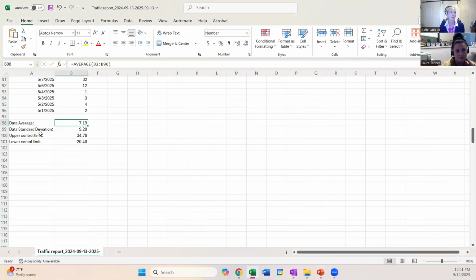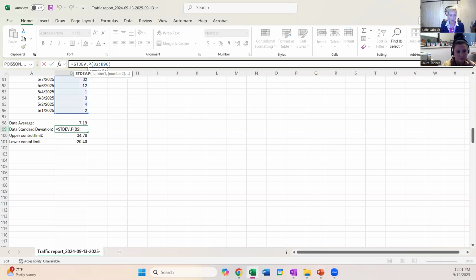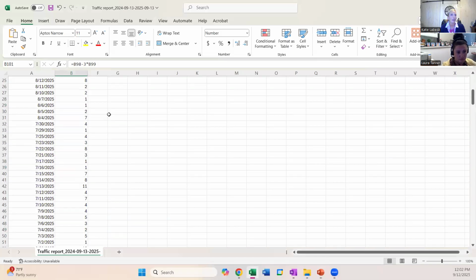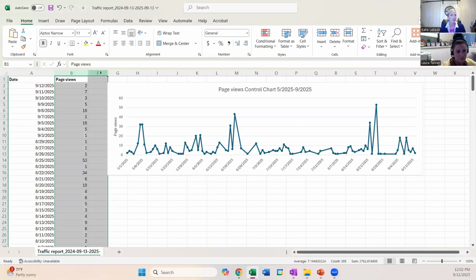So I used average. My standard deviation, I used the stdev.p. So standard deviation, you can use it of a population, or you can use it from a sample, depending on what you have. So we're going to change it per sample. My upper control limit was my average, right, plus 3 times my standard deviation. My lower control limit is my average minus 3 times my standard deviation. And then I added in those other columns.